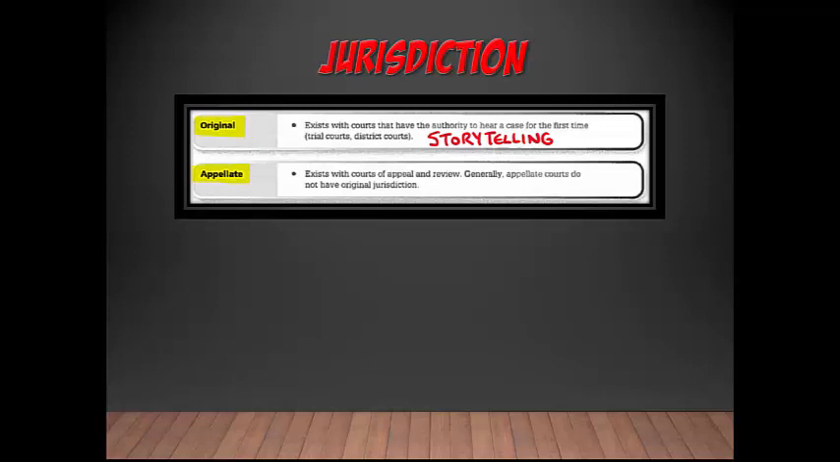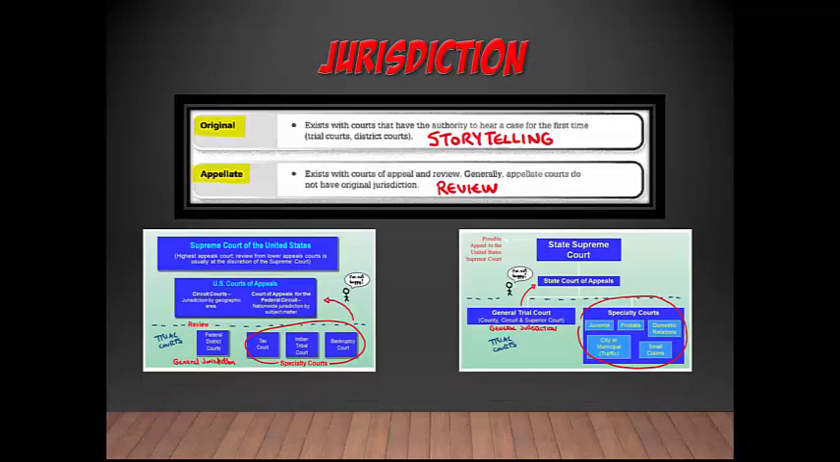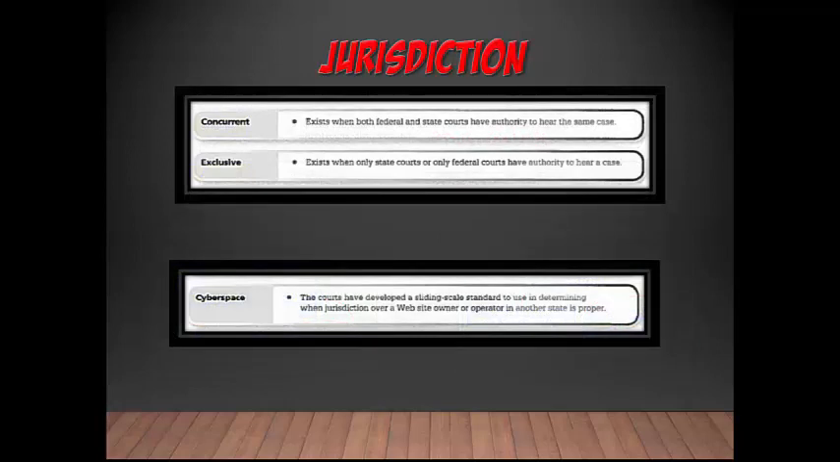And appellate jurisdiction is the ability of a court to review a lower court's decisions. Here are the visuals that we looked at previously for both state and federal courts. Remember, trial courts have original jurisdiction and appeals courts have appellate jurisdiction. All right. Two more slides to wrap up the topic of jurisdiction.